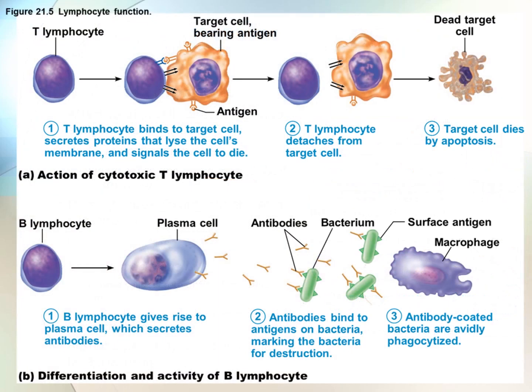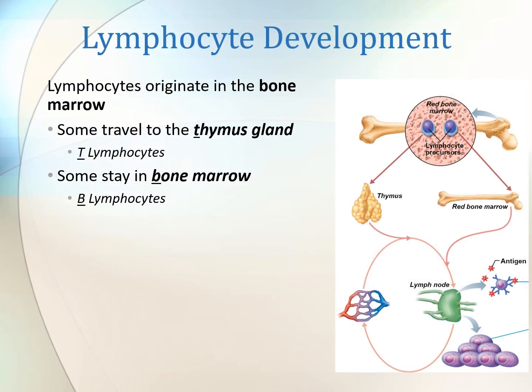This is just a larger slide of what we just talked about, showing the different functions of the cytotoxic T cells versus those B cells, which turn into plasma cells. Okay.